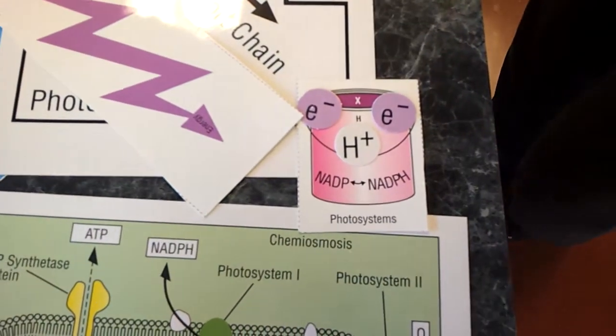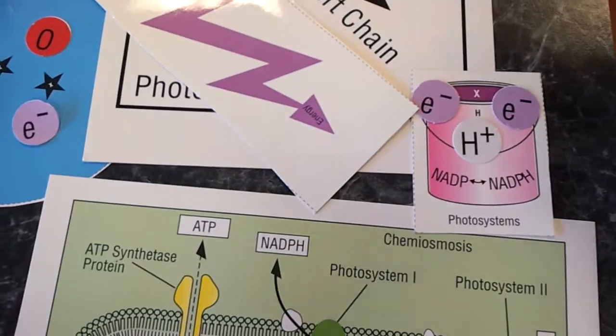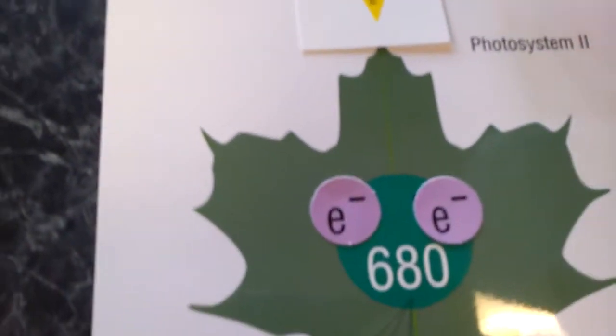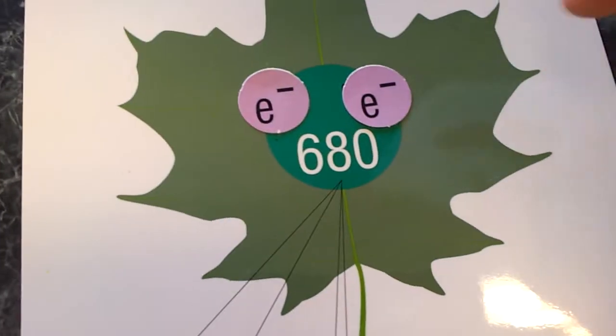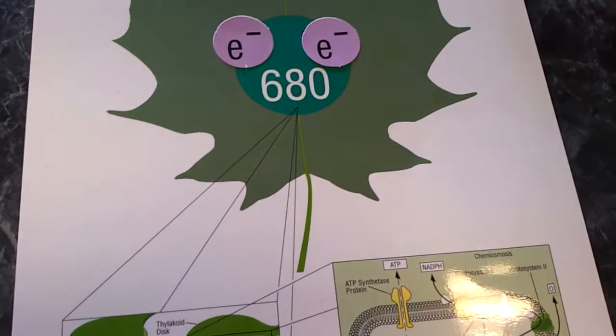The 700 chlorophyll has what could be referred to as an electron hole. The needed electrons are going to come from photosystem 2. Antenna pigment molecules absorb photons of light and pass the energy to chlorophyll 680 molecule in the reaction center of photosystem 2. This boosts the electrons in the chlorophyll 680 molecule to a higher energy level.